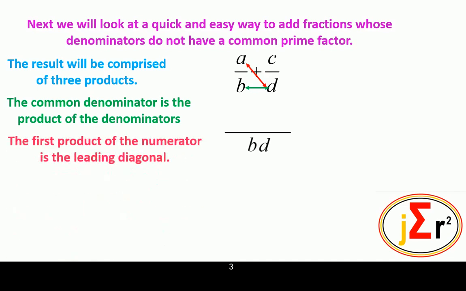Then the first product of the numerator is the leading diagonal. And that is what a leading diagonal looks like.